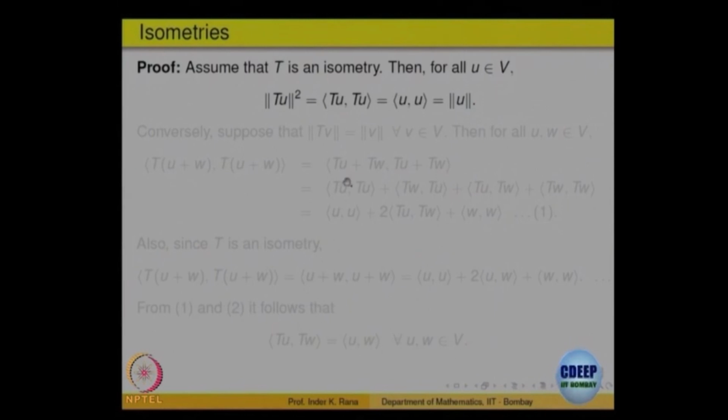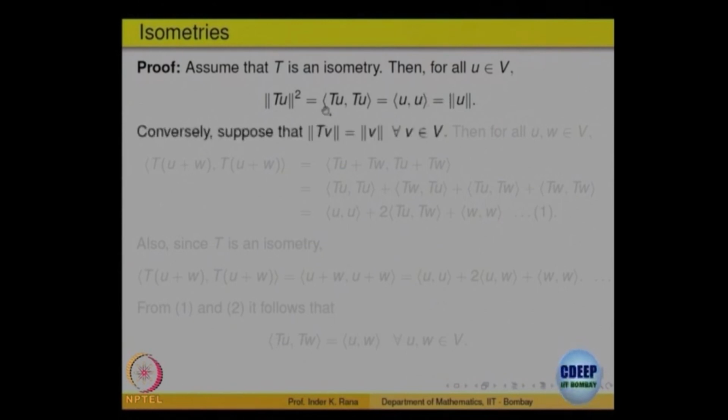So, let us say first T is an isometry, that means it preserves inner product. Then look at the norm of Tu square, by definition it is Tu comma Tu inner product, but T preserves inner product. So, that is same as inner product of U comma U. So, if T is an isometry, if it preserves inner product, then it also preserves the norm, U comma U, that should be norm of U square. So, it preserves the distance, magnitude also. So, that is one way.